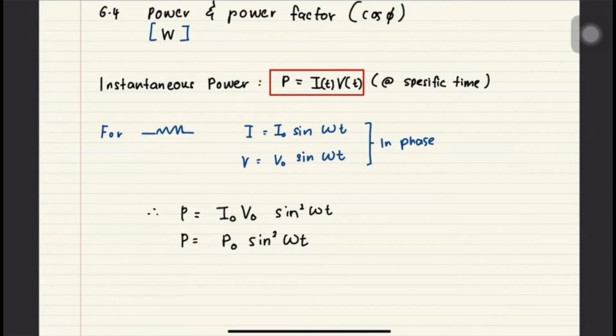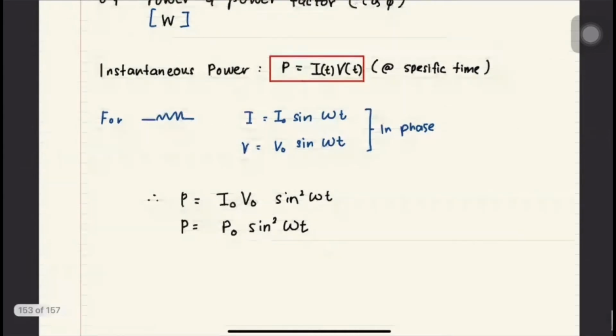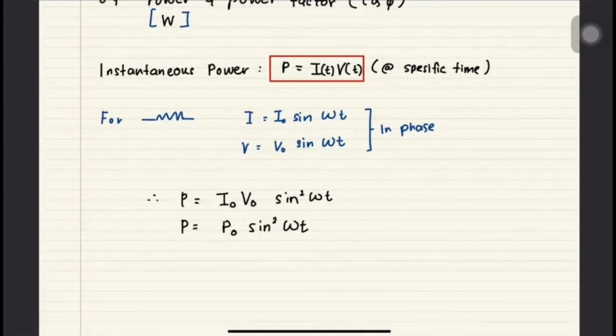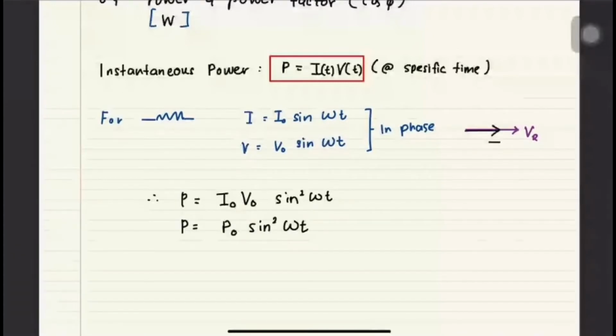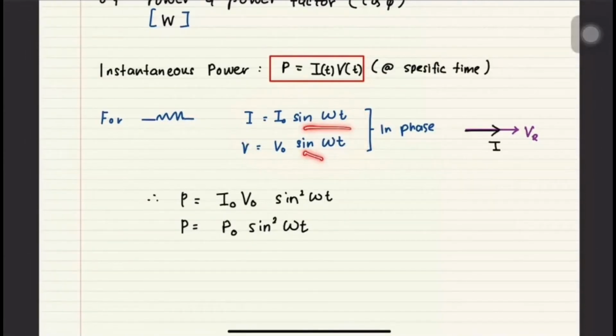Okay, so across the resistor, if you still remember, your phasor diagram is basically VR to the right, and then your current also to the right. So it means that I and VR move together. So the formula is sin omega T, and the graph is also a sin graph. So basically it depends on the situation. You find I and V first, then just substitute them in.